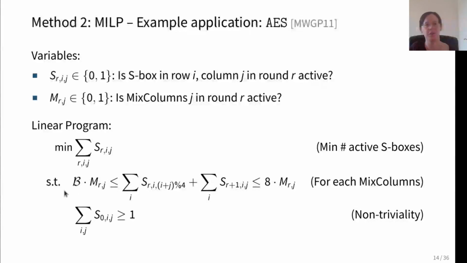So what are our constraints? We have one constraint for each mixed columns, which says that the sum of the input values, you will see that they are mixed around here due to shift rows.